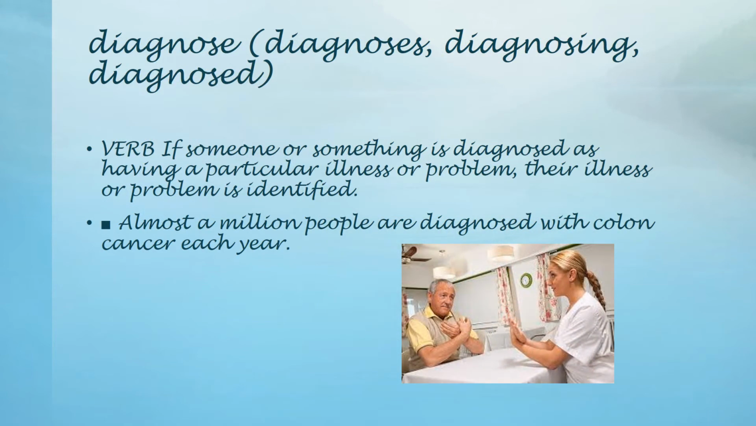Now let's move to the verb diagnose. Diagnoses is the simple present. Diagnosing is the progressive form and diagnosed is the simple past. It is a verb. If someone or something is diagnosed as having a particular illness or problem, their illness or problem is identified. Look at the picture. You can notice that the doctor is trying to diagnose his illness. Look at the example. Almost 1 million people were diagnosed with colon cancer each year.